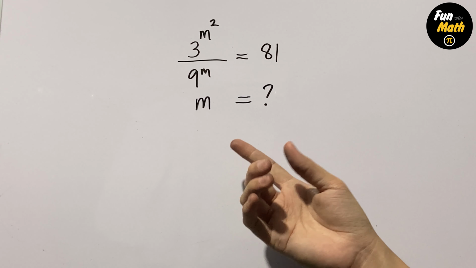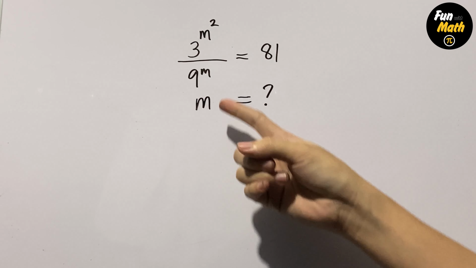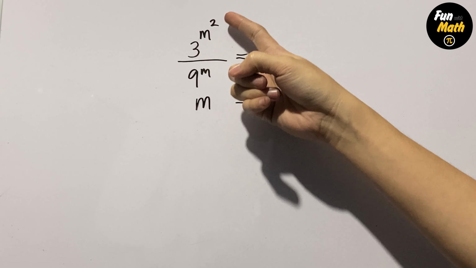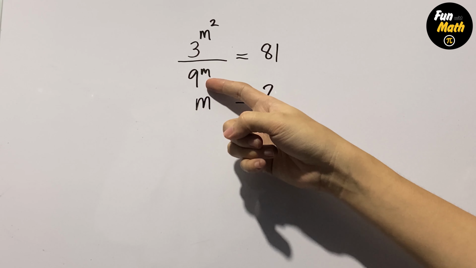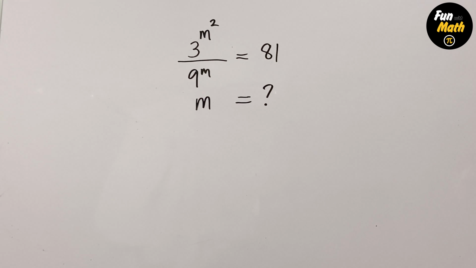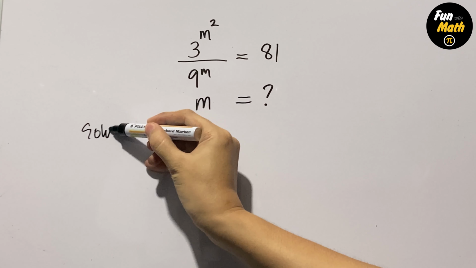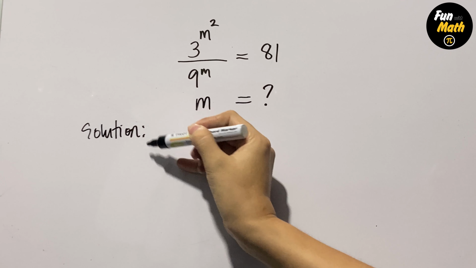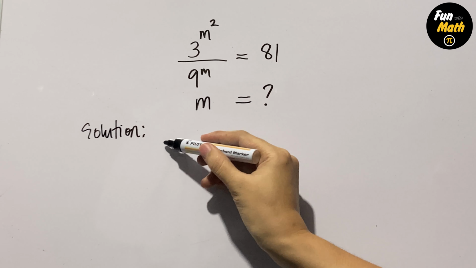Today, we are going to solve this exponent problem. (3^m)^2 / 9^m = 81. Find m. So here's the solution. Let's write it down.